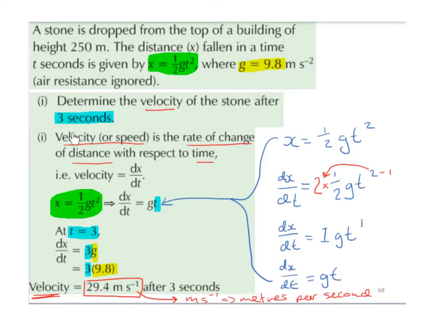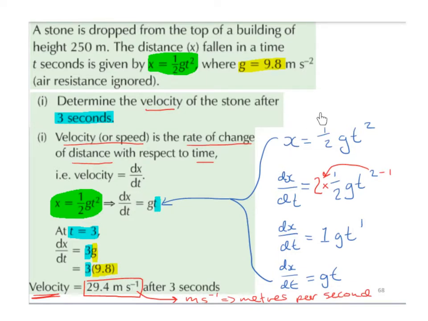So the velocity, or speed, is the rate of change of distance with respect to time, that is, velocity is equal to dx/dt. So the rate of change of x with respect to time t. So x is equal to half gt squared, that was given in the question. So dx/dt is equal to gt. Let's have a look at that in more detail.